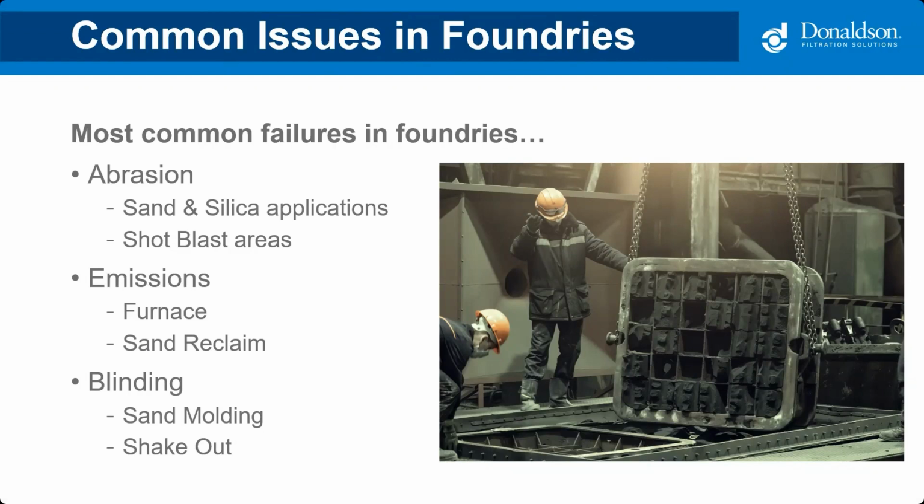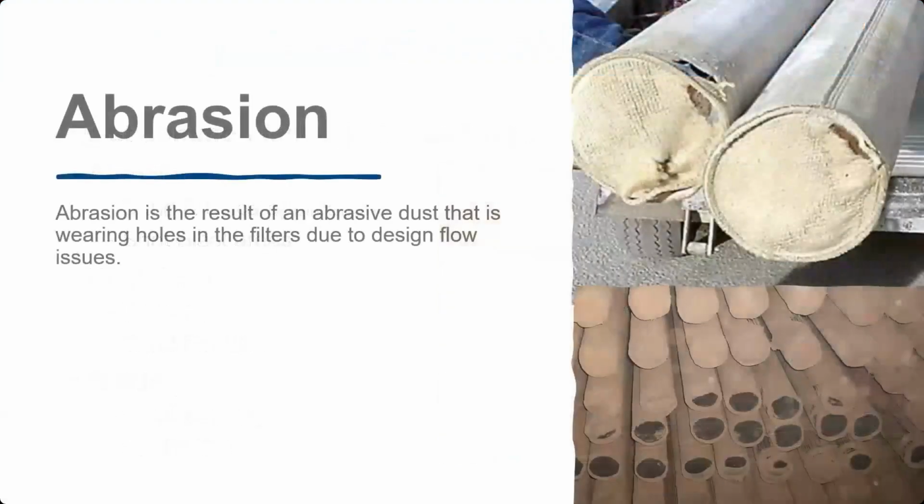And then one final thing we'll talk about is blinding. Blinding is just defined as the filters simply not allowing air to get through anymore. When that happens, your differential pressures are going to shoot sky high, and you're not going to be getting any airflow through the dust collector, so you're not picking up any dust where you're supposed to be. So let's dig into some of the things that I see with these issues.